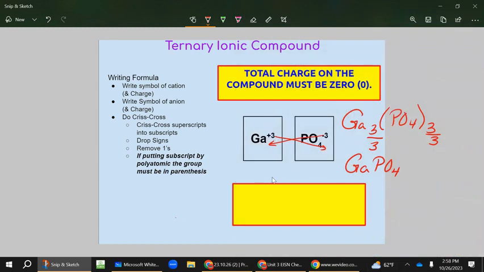We only put the parentheses if we're going to put a subscript by the group. When we ended up reducing the subscripts and it became a 1, the parentheses go away. I don't need parentheses if there's no number by it. Now that makes sense.